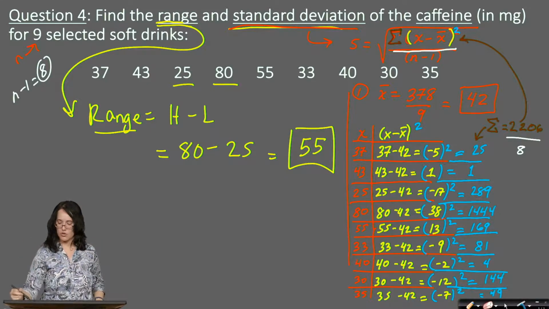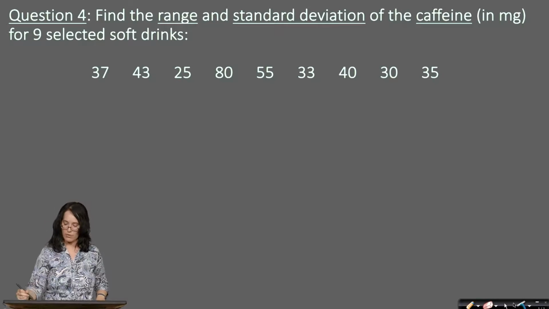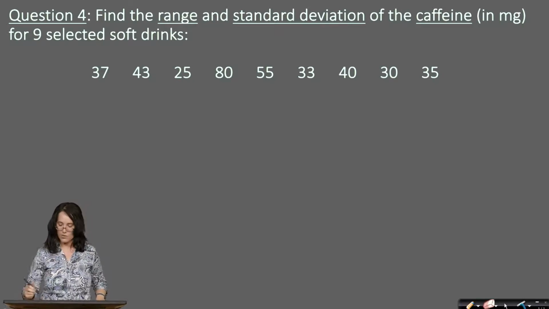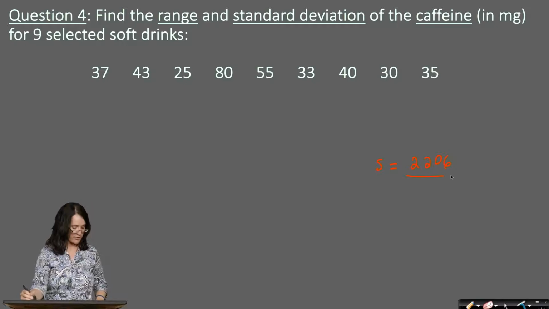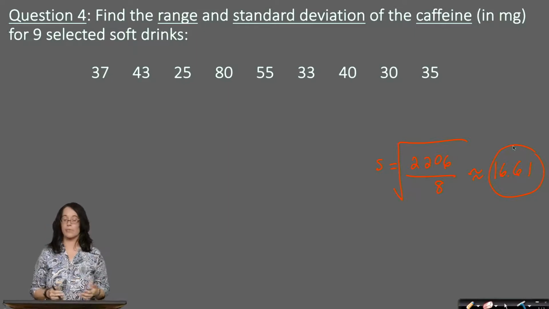So if you take the square root of whatever this answer is, so that's what we're going to do next. Well, if you take the square root of that number, let me write what I had so far. What I had at this step was the following. I had 2206, I think. If I said 08, I apologize. 2206, and we're dividing by 8. Now you're going to take the square root of that number, and you should be getting the final answer of 16.61. Okay? This is our sample standard deviation of the data.